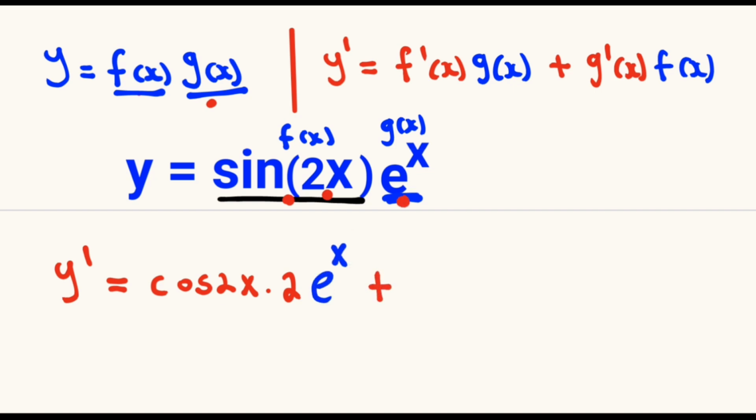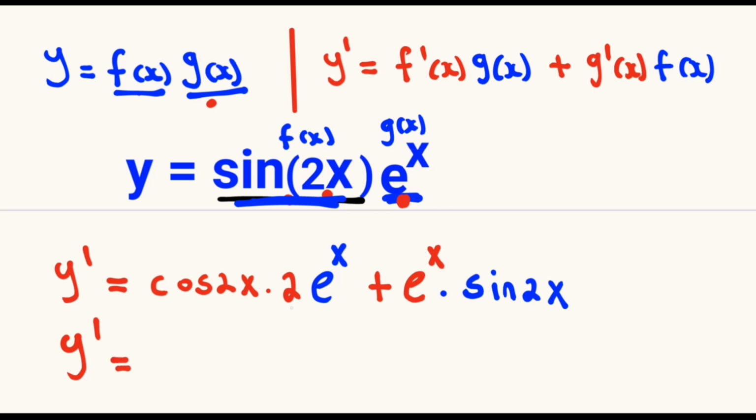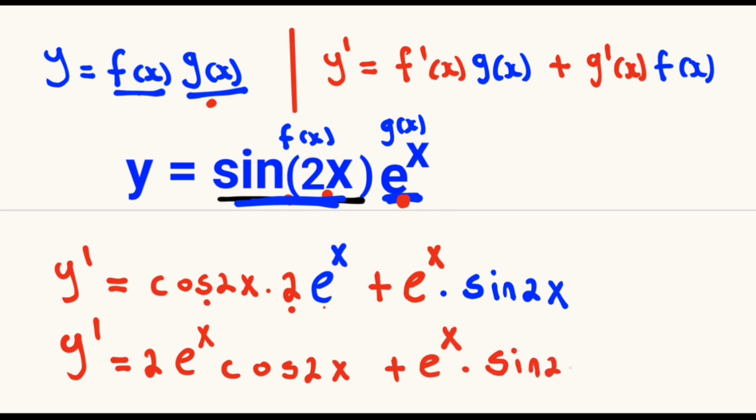plus the derivative of the e raised to the power x. The derivative of the e to the power x will be equal to e to the power x, and we multiply this with the original function, the sine 2x. Simplifying, the derivative of y will be equal to 2 multiplied by the e raised to the power x multiplied by the cos 2x plus the e raised to the power x multiplied by sine 2x. And this will be our answer for the first question.